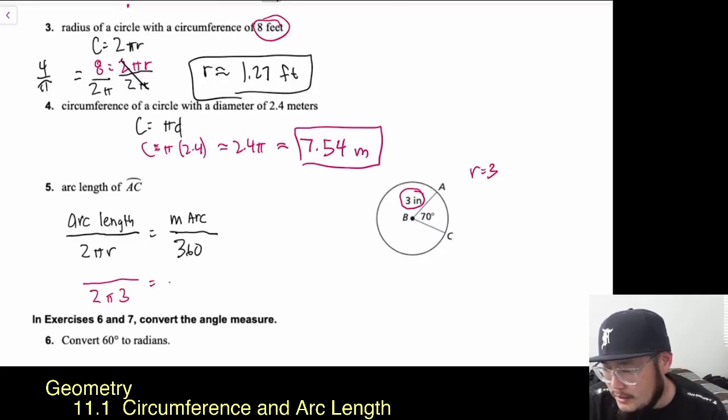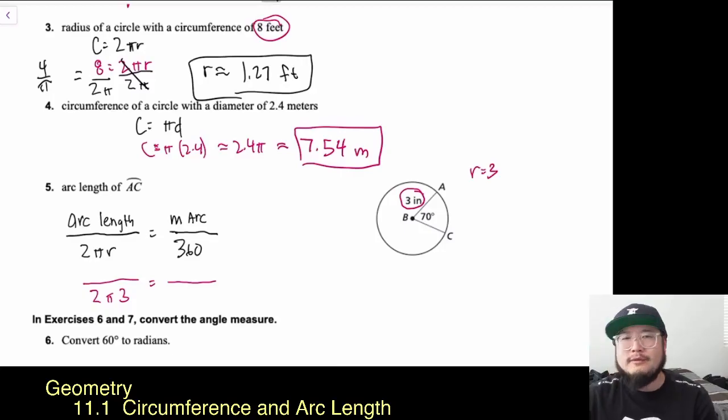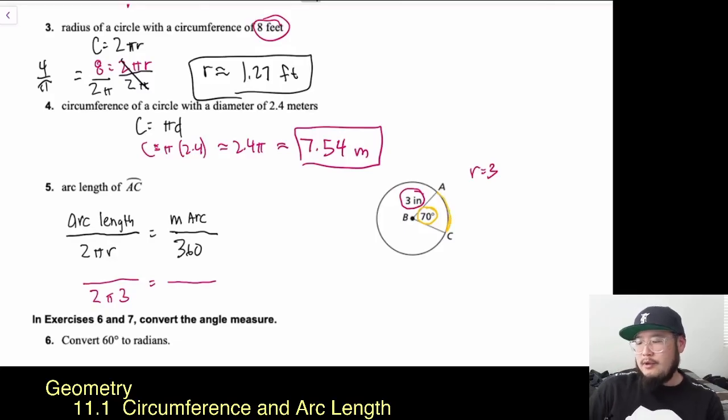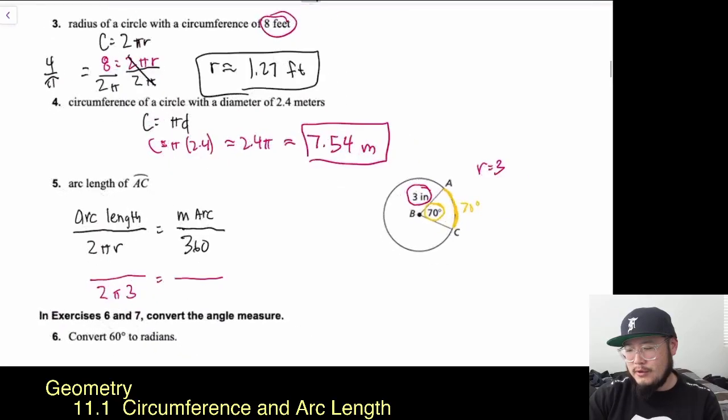Now, what is the measure of the arc? They give me this 70 right here. Well, what good is 70 when I need to figure out the measure of the arc AC? Remember, if 70 is the central angle, then that is equal to the measurement of that arc. So that arc measure is also 70 degrees. So right here, we're going to put 70 over 360. The arc length is unknown, and I'm going to put an x right there.